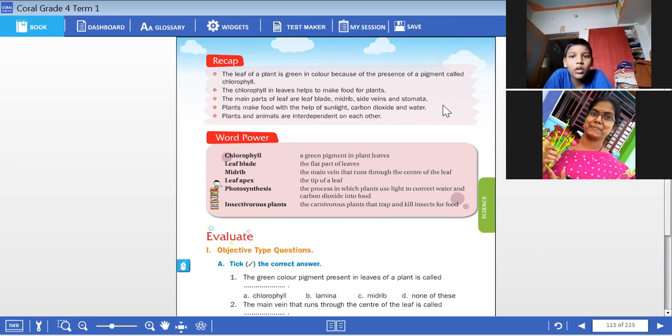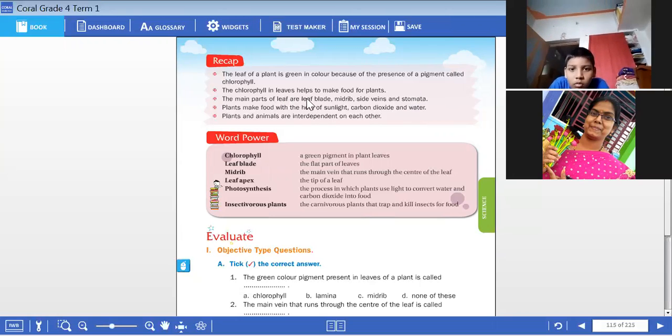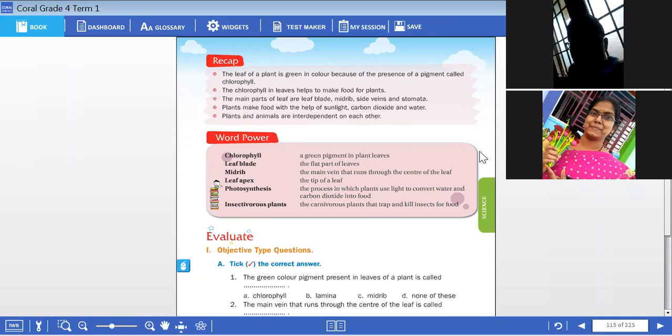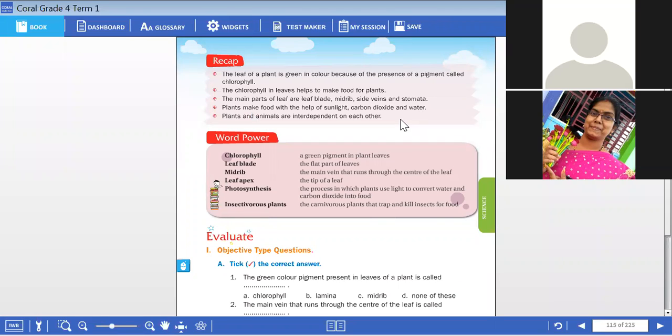Transportation of food, water, minerals, etc. required for plants, and stomata. Stomata, exchange of gases, intake of carbon dioxide and oxygen. Stomata is used for exchange of gases, and leaf blade of water, minerals, and all. Plants make food with the help of cells that are interdependent on each other. Yes, today we covered this topic of interdependence.